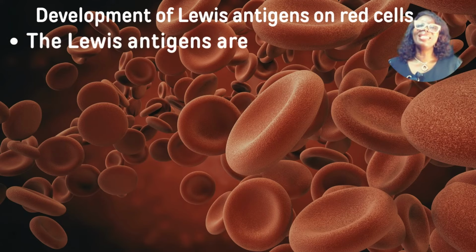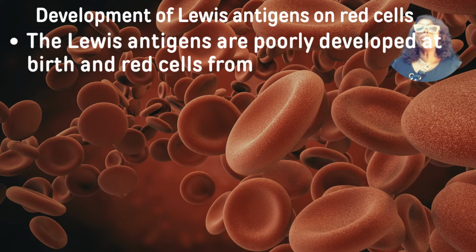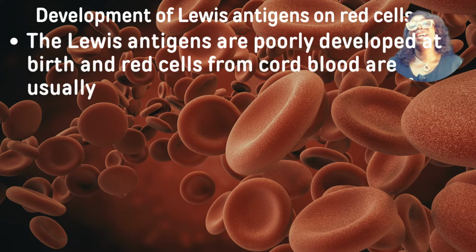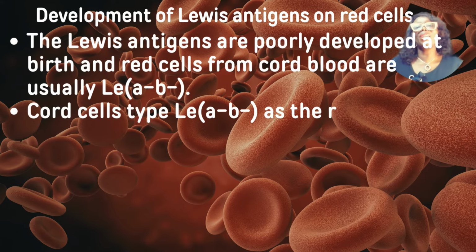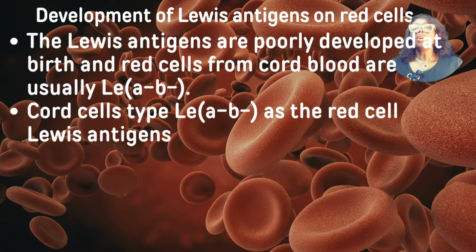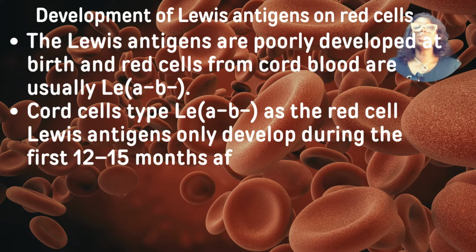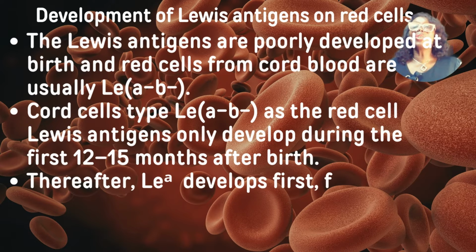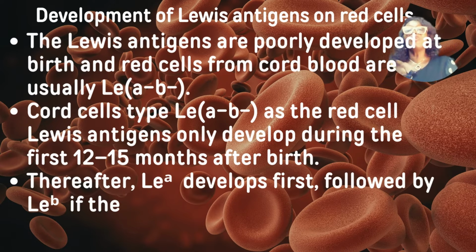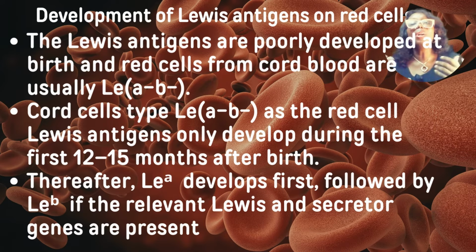Development of Lewis antigens on the red cells. Like we said, the Lewis antigens are poorly developed at birth, and red cells from cord blood are usually Lewis A negative and Lewis B negative. Cord cells are normally typed Lewis A negative and Lewis B negative, as these red cells' Lewis antigens only develop during the first 12 to 15 months after birth.